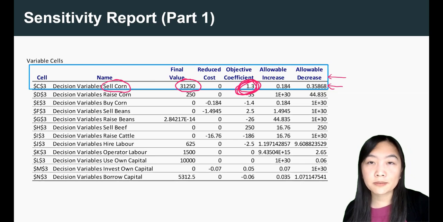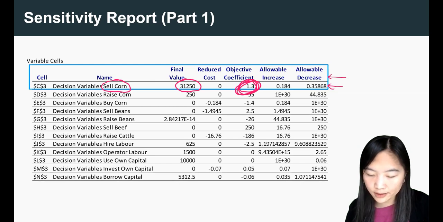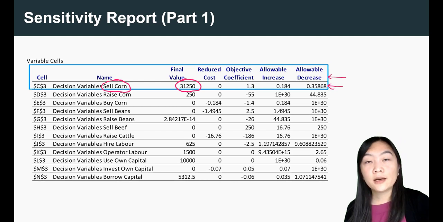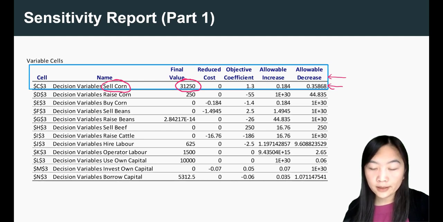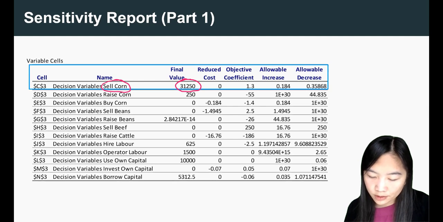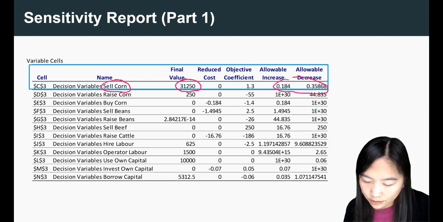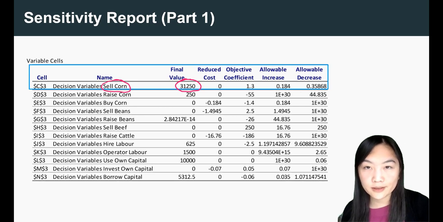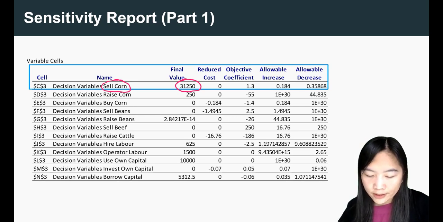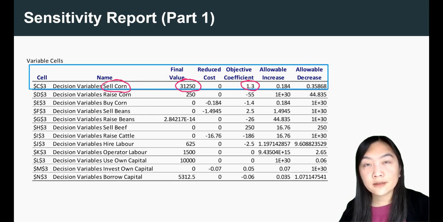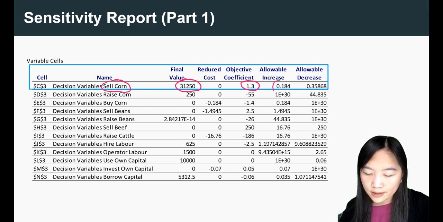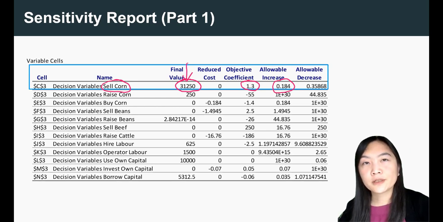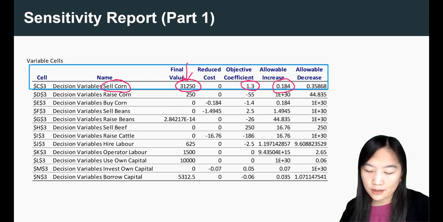Before, we mentioned that the price to sell corn is 1.3. This is what you can get from the corn budget table. In the sensitivity report, the most important information is actually here. Those two values: one is allowable increase, the other is allowable decrease. What that means is that if you increase this objective function coefficient, as long as the increase is less than this amount, you still get this optimal solution. You don't need to solve your linear programming problem again.